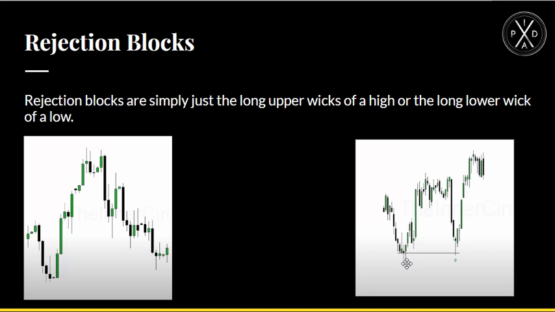You can see that this black candle right here has a long wick right there, and then we see that price comes and hits that level right there, and then price starts to climb higher.